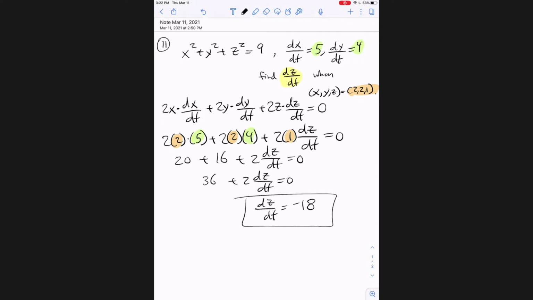Professor, I have a quick question. For this question, it's equal to 0 because the 9 becomes 0 because of the derivative? Yeah, because we're taking the derivative of both sides with respect to t, so the derivative of 9 with respect to t is 0. Okay, thank you.